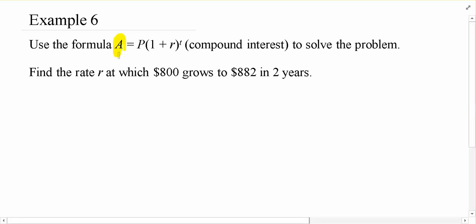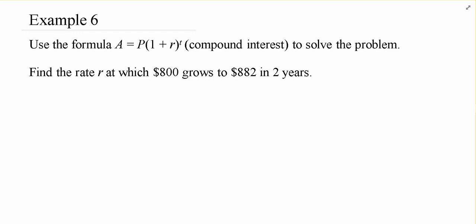is your future value or your total amount you're going to end up with in your account. The P is your principal, or sometimes called present value. It's the amount that you start off with in your account. The R is the interest rate that you're earning. This interest rate is always entered as a decimal. And then T is the time that you're collecting interest for, and that's going to be measured in years.